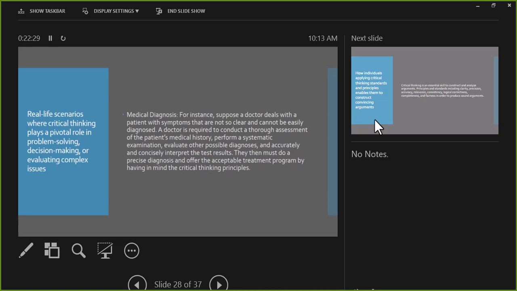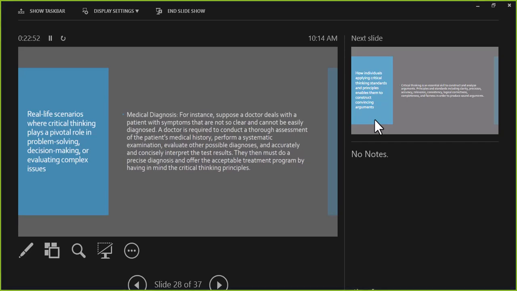We can have better life skills in order to manage and be successful in our careers as well as professions. What about real life scenarios where critical thinking plays a vital role in problem solving, decision making, and evaluating complex issues? Let's say in medical diagnosis. For instance, suppose a doctor deals with a patient with symptoms that are not so clear and cannot be easily diagnosed. In this case, the doctor needs to think critically in order to diagnose this patient.